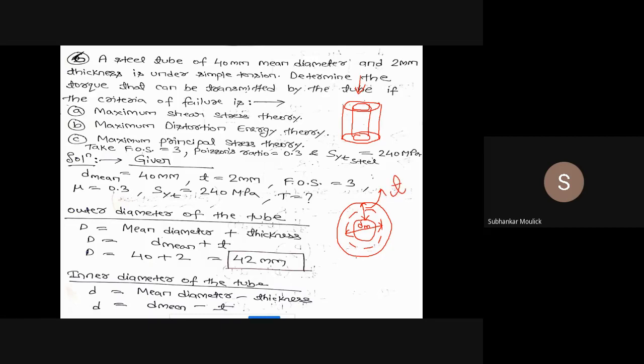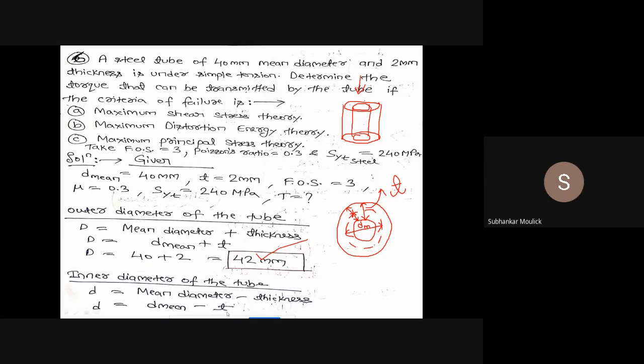Fine. Then from the diagram, it is very much clear that outer diameter capital D is equal to mean diameter plus this T by 2. This distance is T by 2, and this particular distance is T by 2. So T by 2 plus T by 2 is T. So the outer diameter is d mean plus thickness T. That is 40 plus 2, 42 mm.